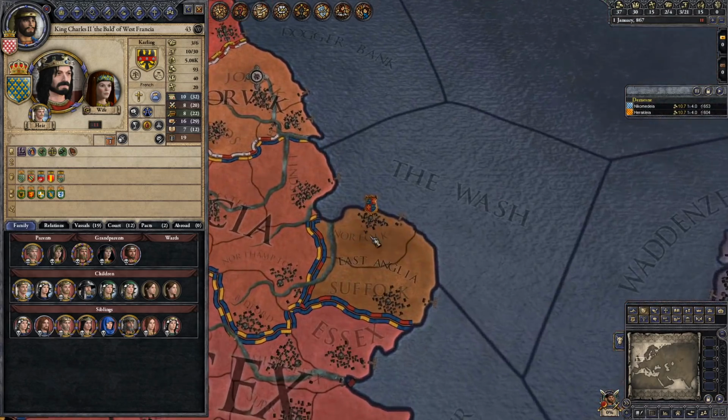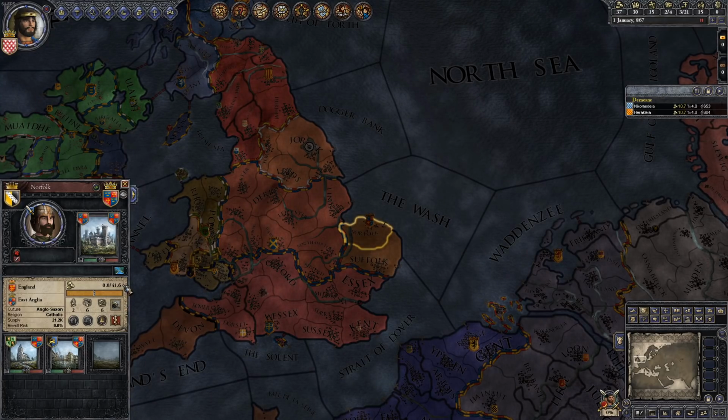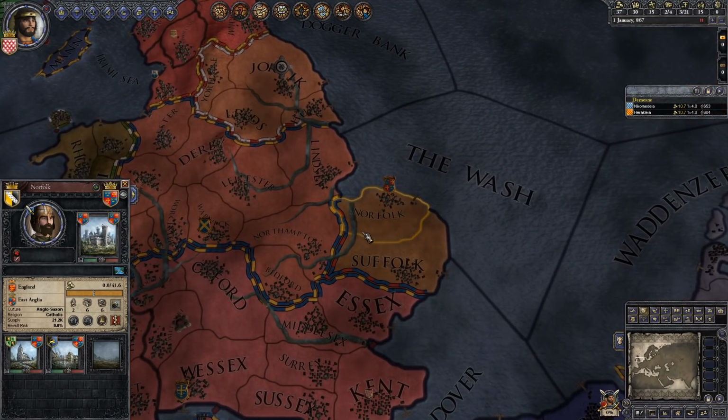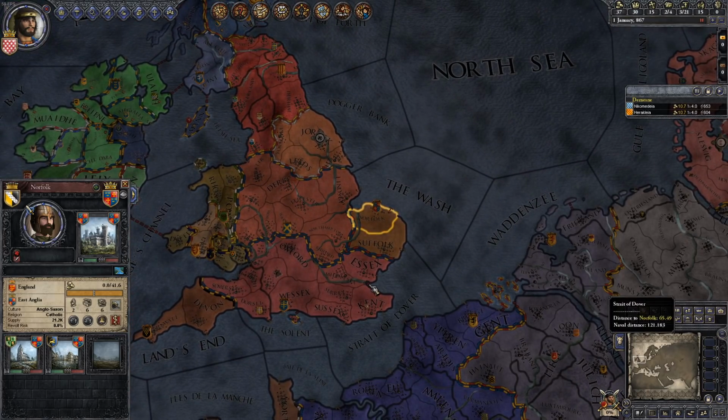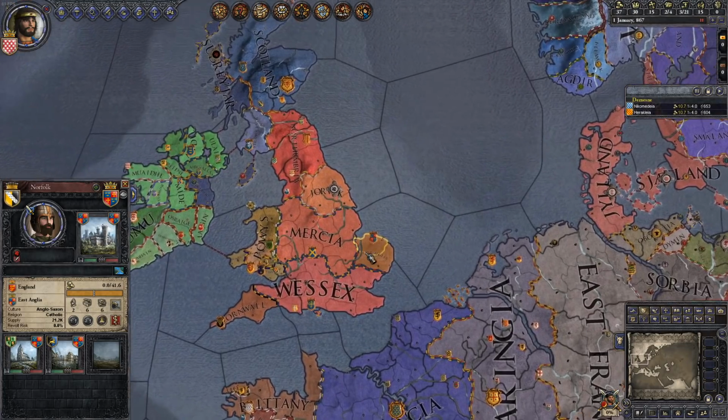The way CK2's raiding works is that you actually have to take out the castles before you can properly pillage the countryside. Now, of course, that is not exactly how it went. Most of the time they would just go in, capture some quick villages and then get out of there again. And I think it is the right approach to no longer do it that way.